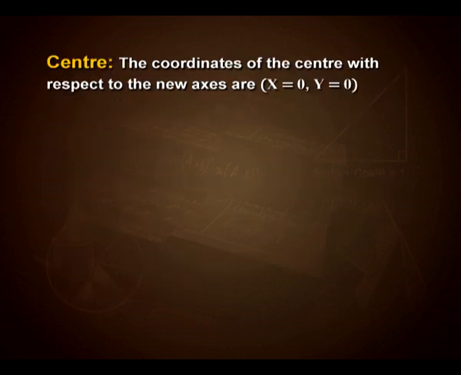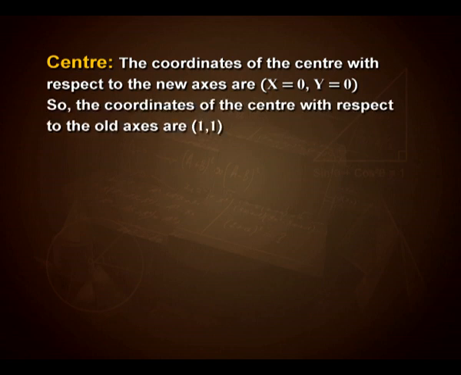Center can be calculated as follows. The coordinates of the center with respect to the new axis are x is equal to 0 and y is equal to 0. So, the coordinates of the center with respect to the old axis are 1, 1, obtained by putting x is equal to 0 and y is equal to 0 in the second equation.